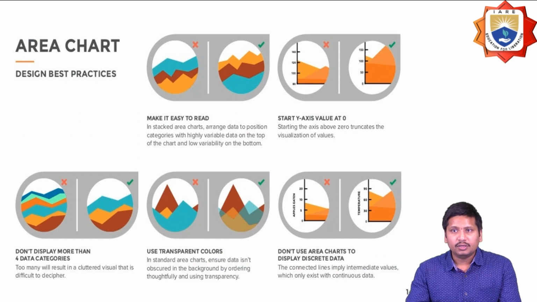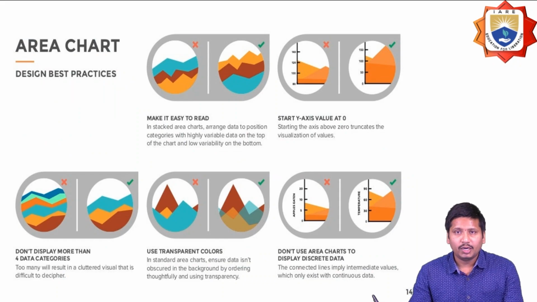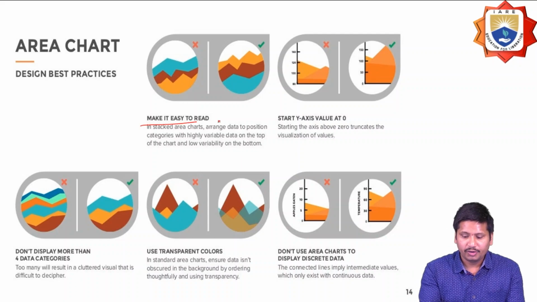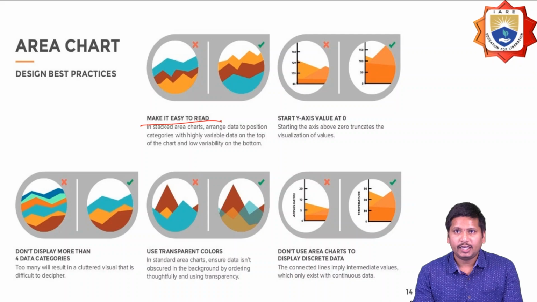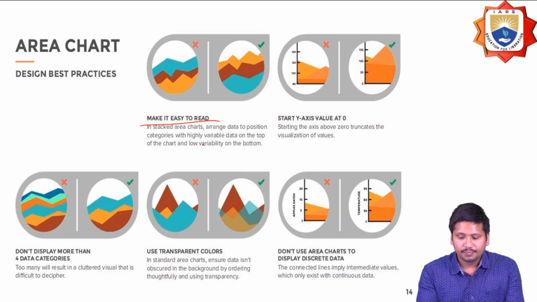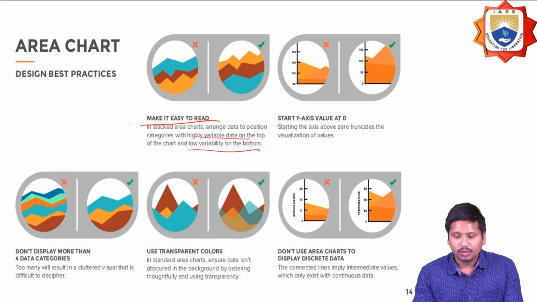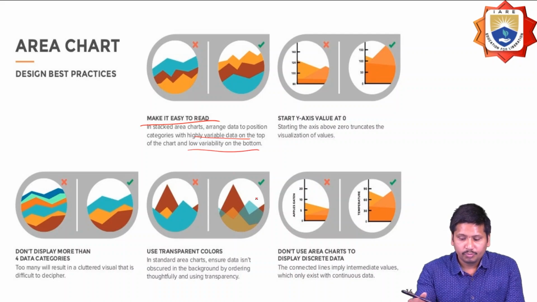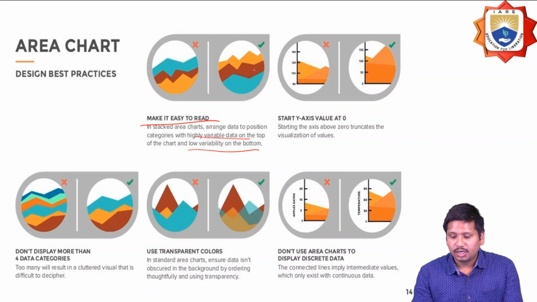So what are some design practices we have to consider while designing an area chart? The first one is to make it easy to read. Normally in a stacked area chart, arrange the data by positioning the category with highly variable data on the top of the chart and lower variability on the bottom. So highly variable data should be on top and low variability at the bottom, so the chart looks better.